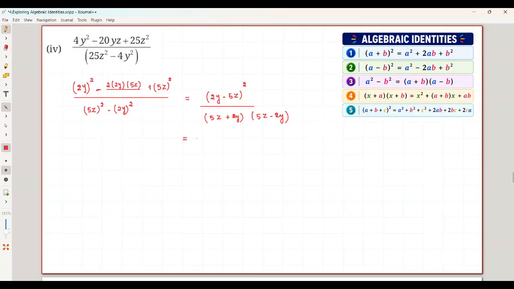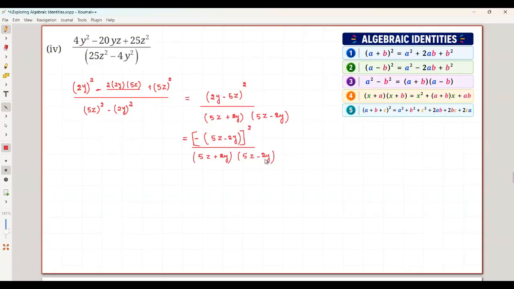So if I take minus outside, this will become plus, this will be minus. Okay, 5z minus 2y, the whole square. This will become the whole square, divided by 5z plus 2y into 5z minus 2y.